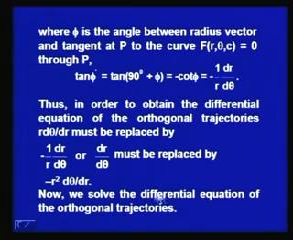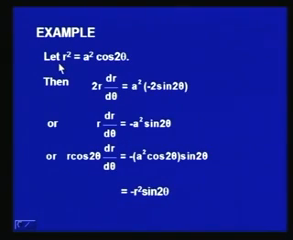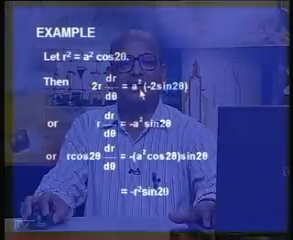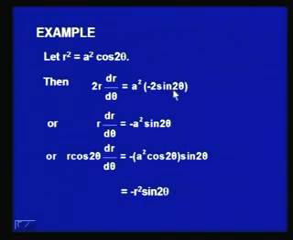Now, we solve the differential equation of the orthogonal trajectories. Let us consider the equation r square equal to a square cos 2 theta. So, when you differentiate with respect to theta on both sides, we get 2r dr by d theta equal to a square into minus 2 sin 2 theta. We can say r into dr by d theta equal to minus a square sin 2 theta.